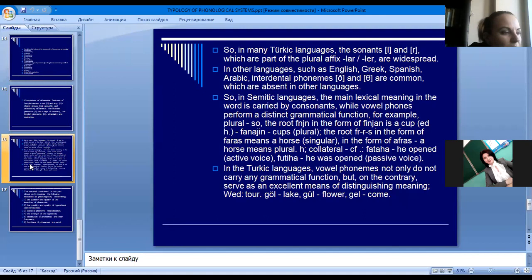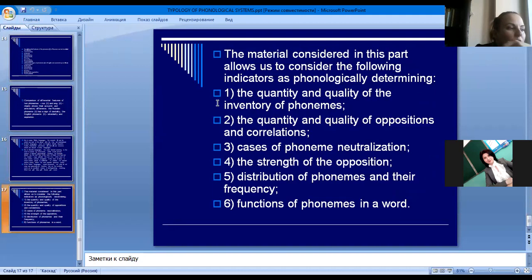So the material considered allows us to formulate the following indicators as phonologically determining. That is, first, the quantity and quality of the inventory of phonemes, second, the quantity and quality of oppositions and correlations, third, cases of phoneme neutralization, fourth, the strength of their position, fifth, distribution of phonemes and their frequency, and sixth, functions of a phoneme in the word.